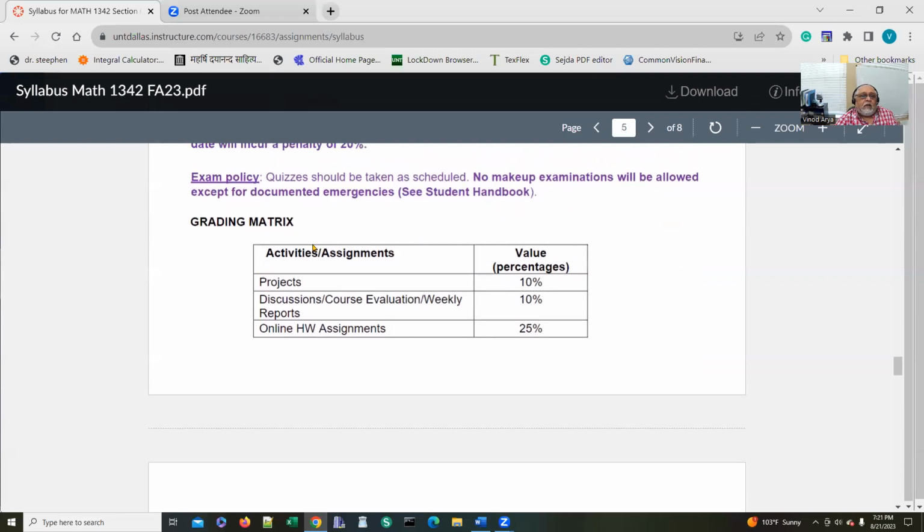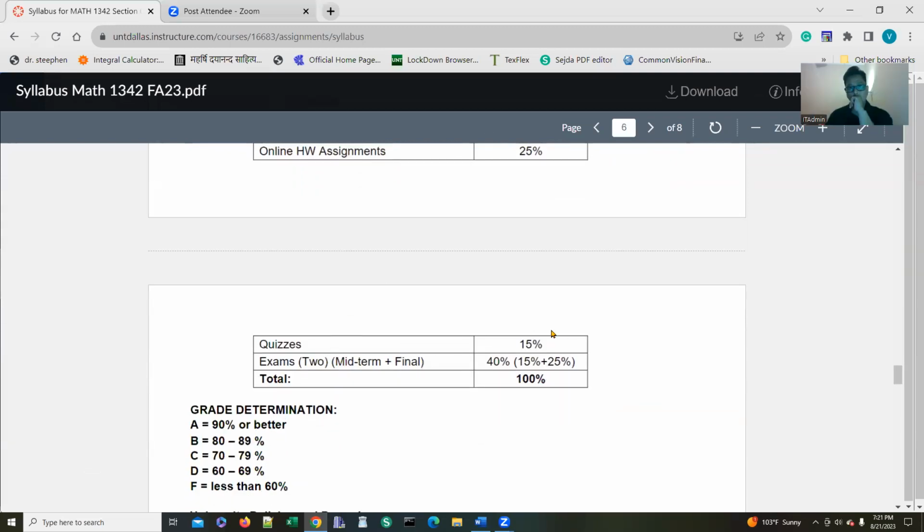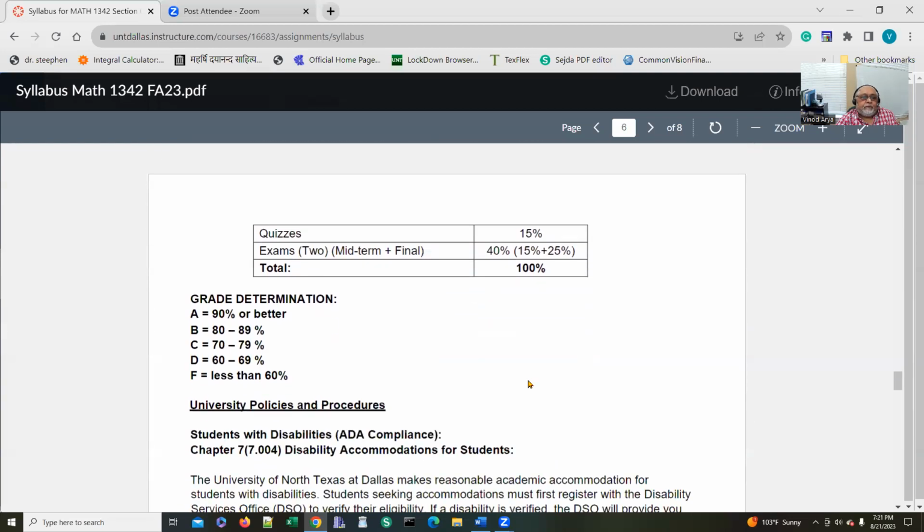Okay. So the activities for the course are projects. It will have 10% weight. Discussions, course evaluation, weekly reports 10%, online homework 25%, quizzes 15%, and there will be 2 exams, midterm and final. Midterm will be 15%, final will be 25%, so total will be 100%. So you know how the grades are determined.